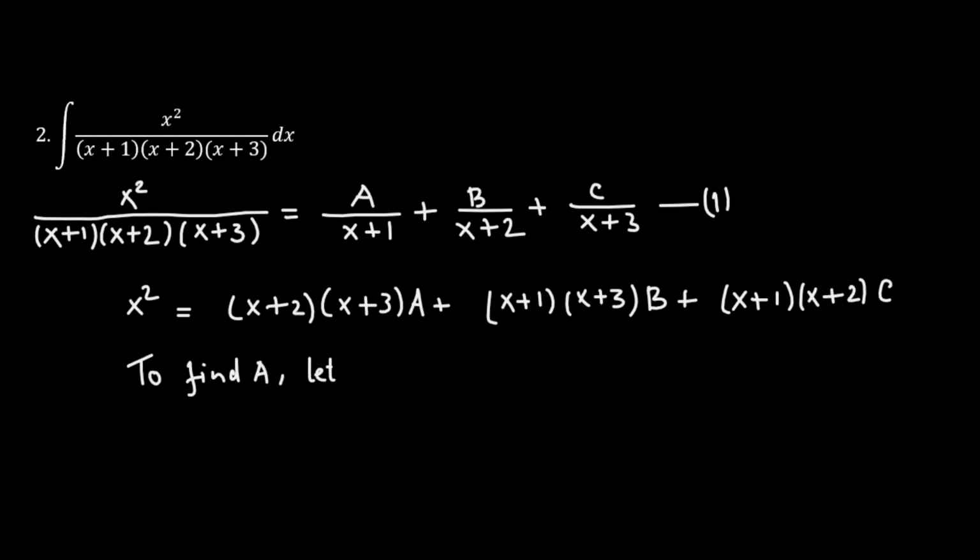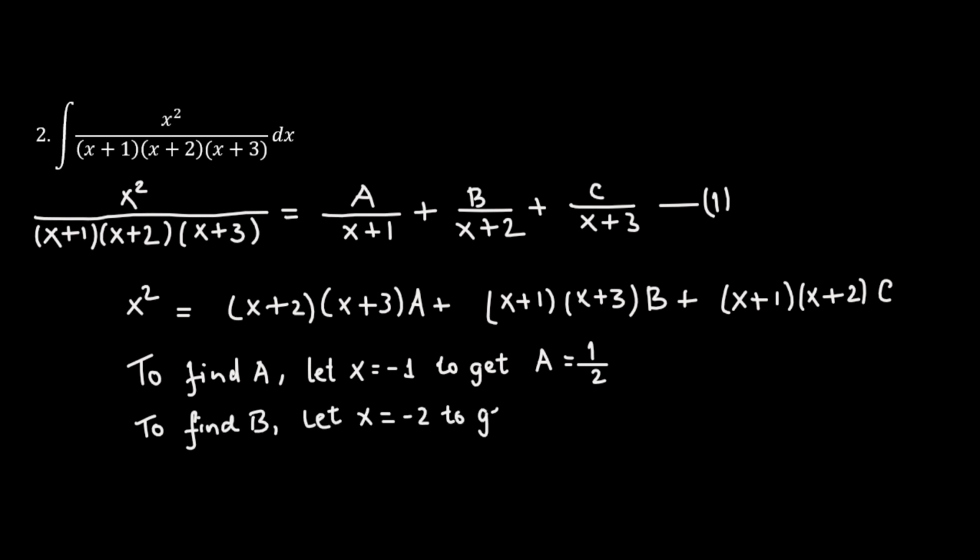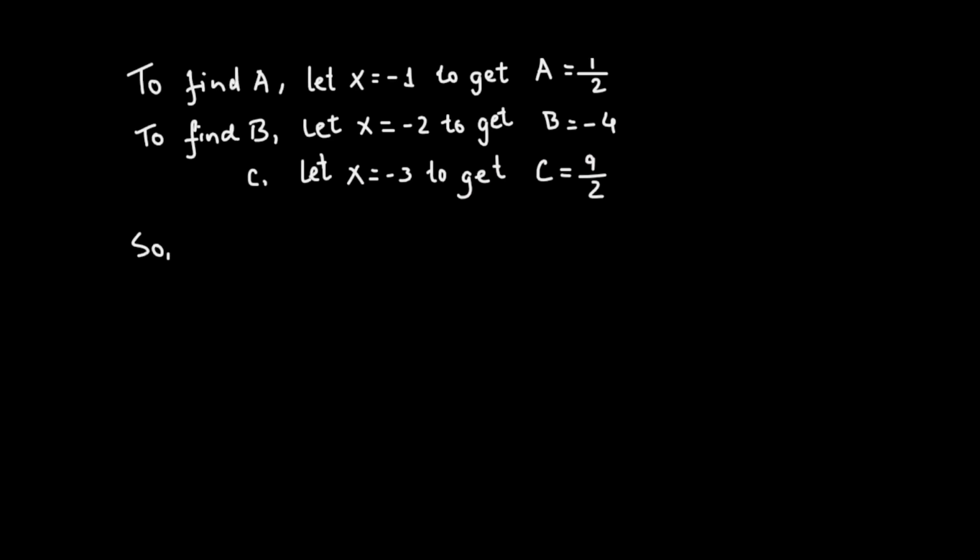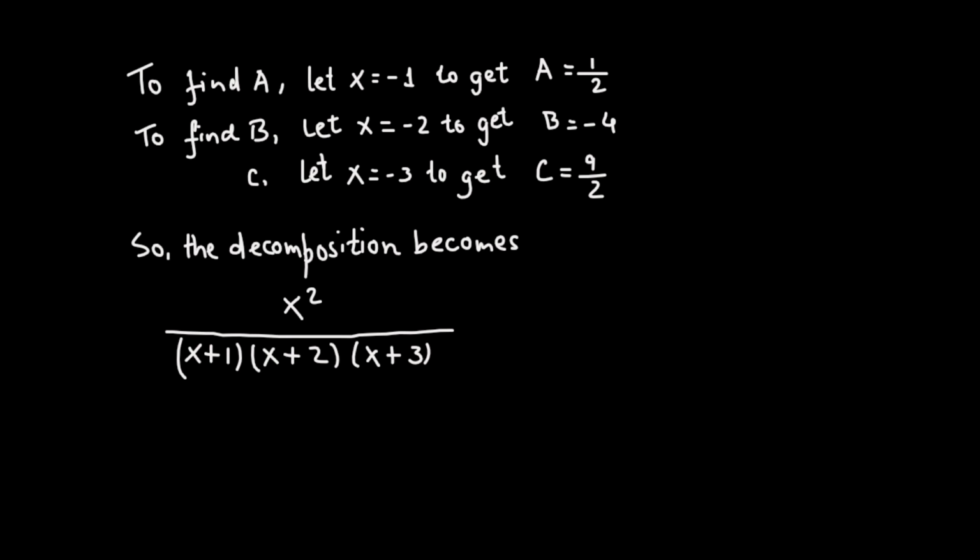Now in order to obtain a, b and c, we're going to substitute the value of x with negative 1, negative 2 and negative 3 respectively, such that we get a equals half, b is equal to negative 4 and c is equal to 9 over 2. The decomposition given in equation number 1 can now be rewritten as 1 over 2 times x plus 1 minus 4 over x plus 2 plus 9 over 2 times x plus 3.